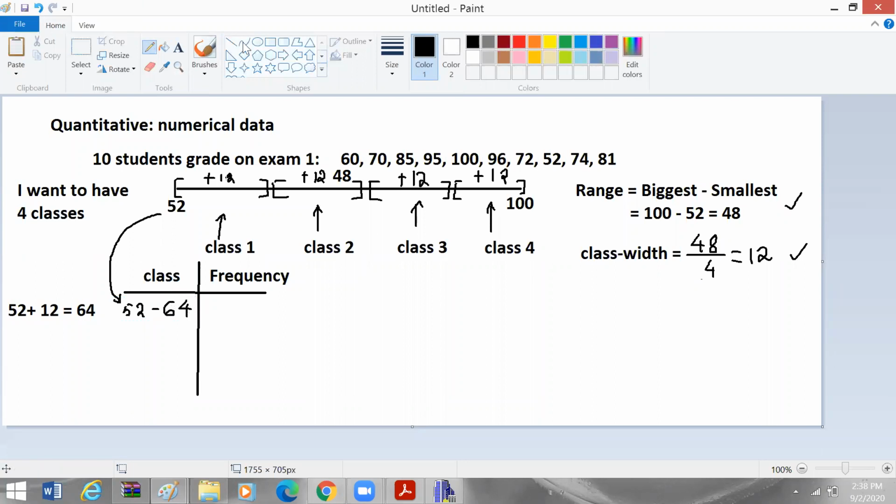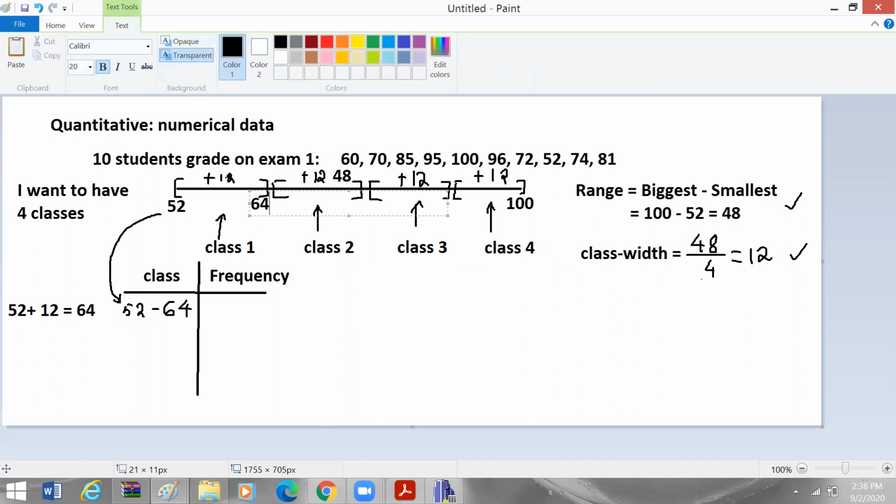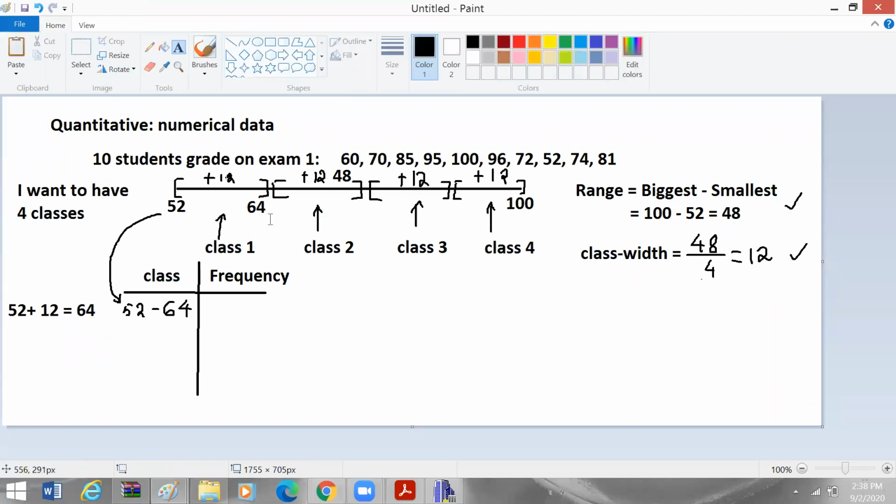Right, so this is the first class that we just established. So 64 is right there. This is the ending point for the first class. So the next class has to start one number bigger. But why can't we start at 64? Because let's say we have one person.